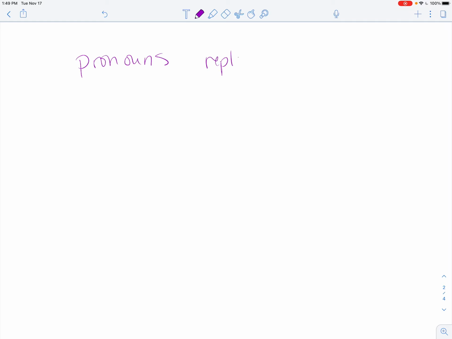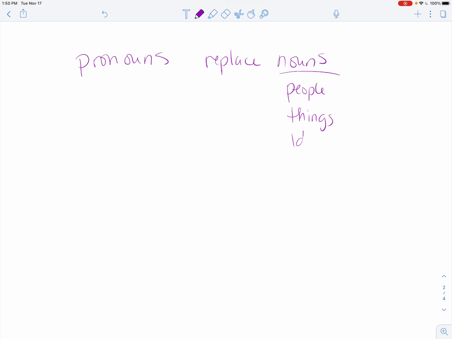Pronouns replace nouns. So that's their purpose grammatically. Pronouns replace nouns. Nouns we know are people, things, ideas, etc. Okay? And pronouns replace nouns. Pronouns can come in the form of subject pronouns, which you're familiar with already. And then what we're going to talk about today are object pronouns.